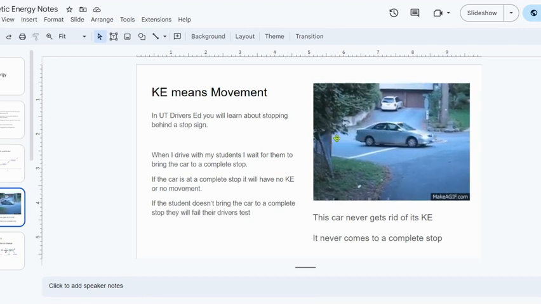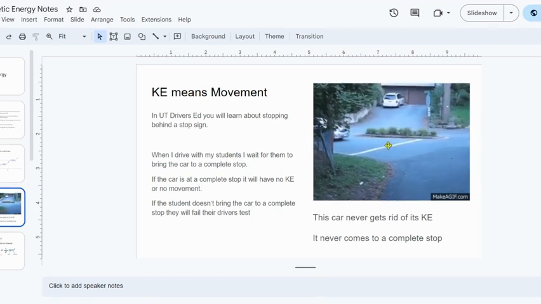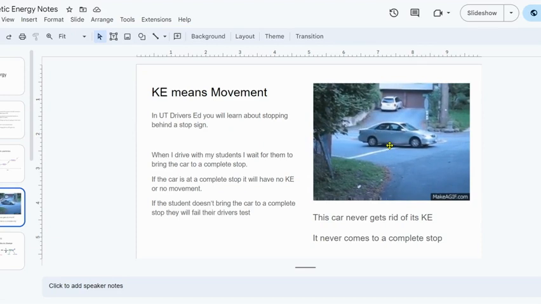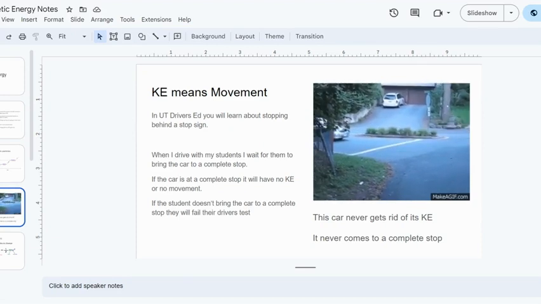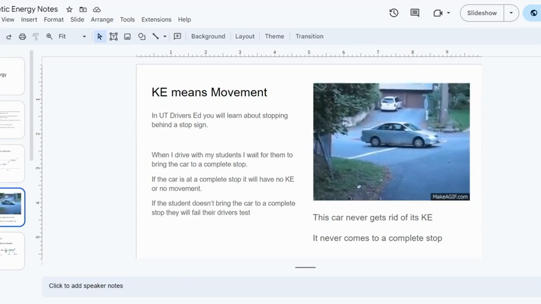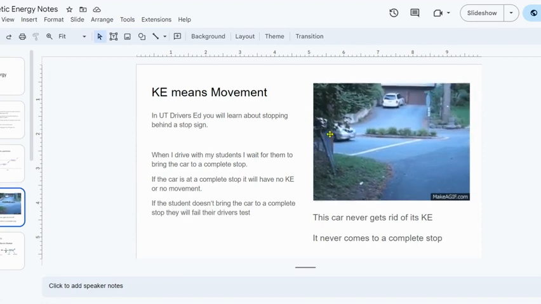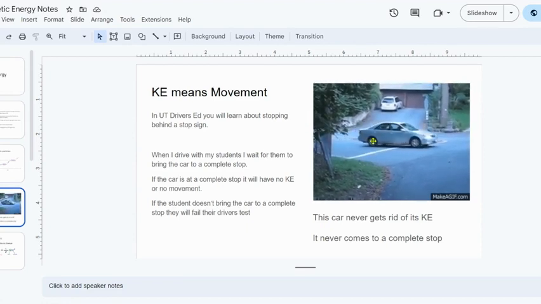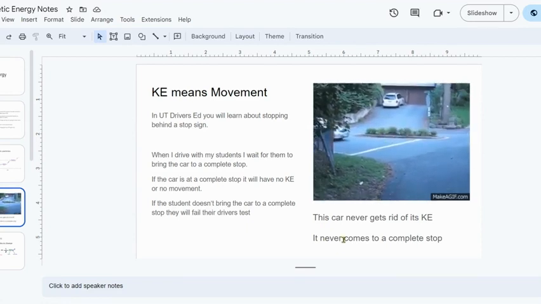This person never comes to a complete stop, and I can tell that because the kinetic energy never goes to zero. In order to get full points, the kinetic energy would need to come to zero or get to a complete stop, as is said here.